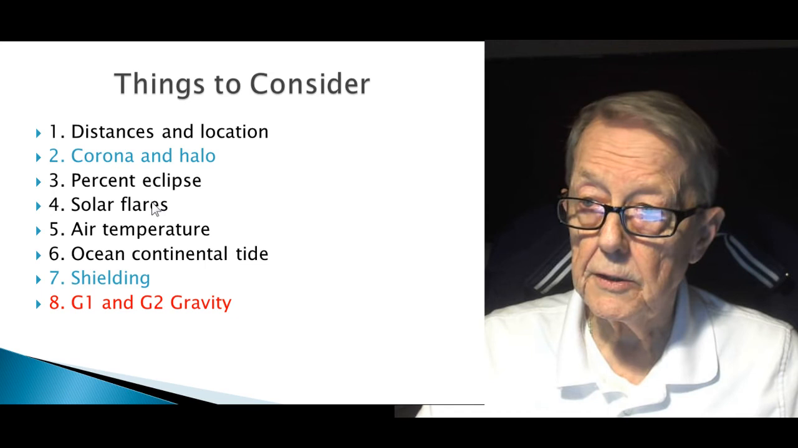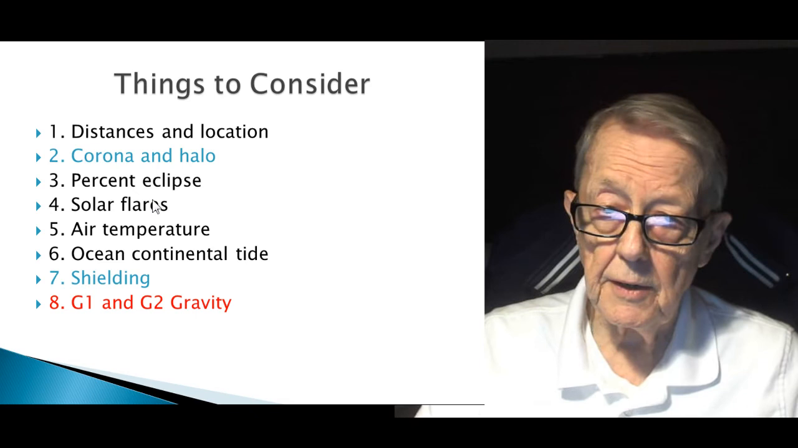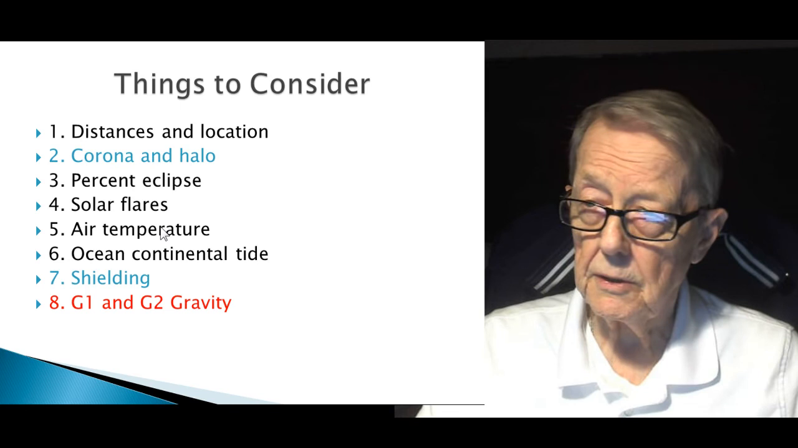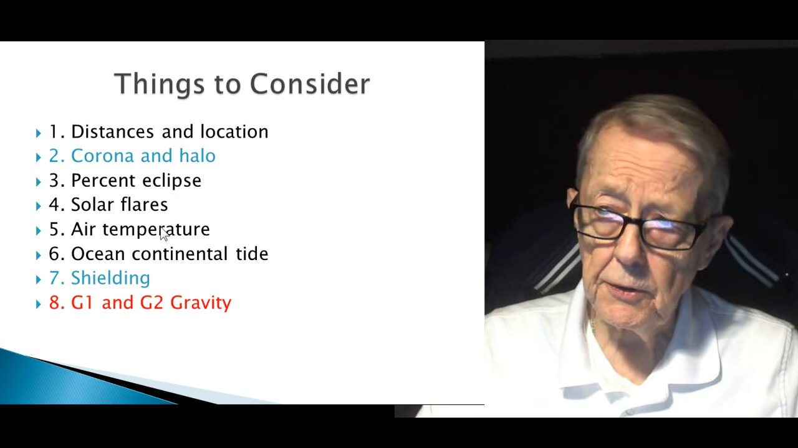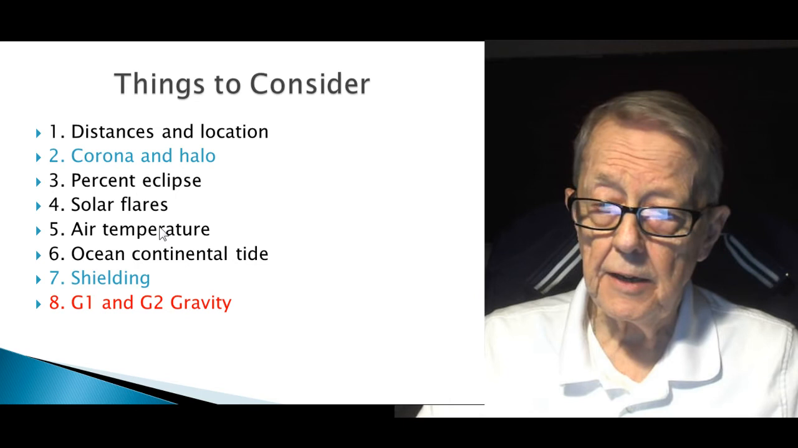And then there's sort of other things like solar flares. What's going on when there's a solar flare and it spurts out? There's no reported flare, but those could affect it. Air temperature can affect it. Under the eclipse, when we get in the shadow, both the penumbra and the umbra of the shadow, air temperature drops, the density of air increases. That can affect the gravitational force. You have ocean and continental tides moving.